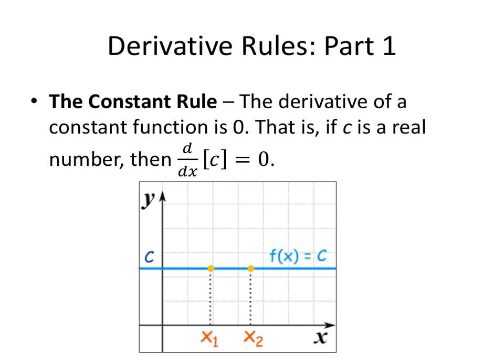But think about it, what is a constant function? A constant function is a horizontal line. And what is a derivative? A derivative is the slope of a tangent line. So if I have a linear function, what's its slope? Its slope is 0. The derivative is the slope. The slope of a constant function is 0.